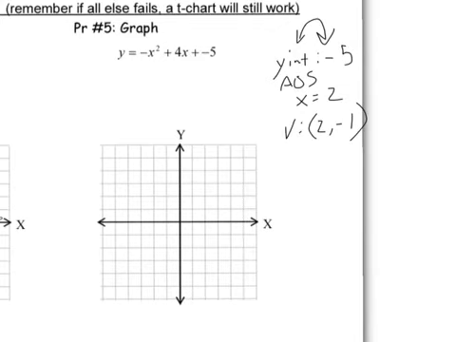Okay, I'm going to put the graph up now. Okay, here's what it should look like. There's your vertex at 2, negative 1. There's your axis of symmetry at x equals 2. There's your y-intercept at negative 5. There's the freebie point reflected across the axis of symmetry. And I'm going to show you something else that we know.